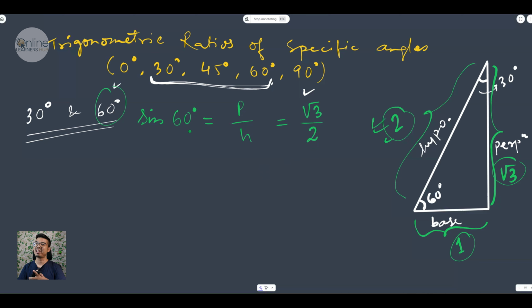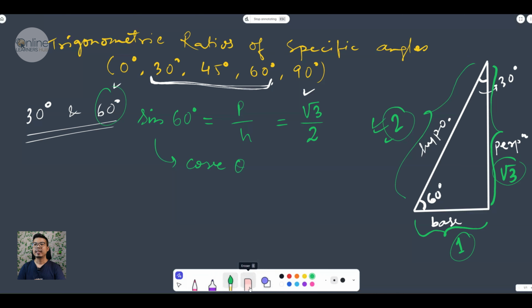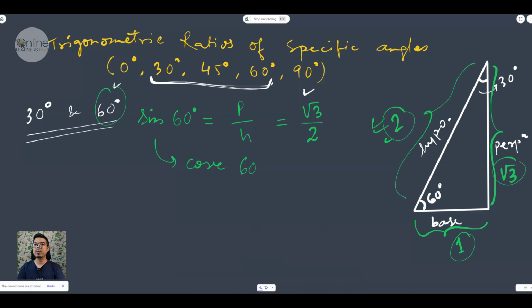It's very easy, very simple. I would encourage you to practice it again and again. So if you know sine 60, you will also know cosec 60, right? Because cosec 60 will be just the reciprocal of this. So the reciprocal will be 2 by root 3. See, if you know one value, you will know the other value as well.